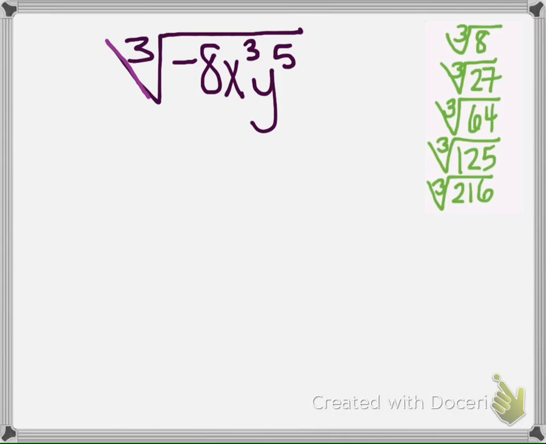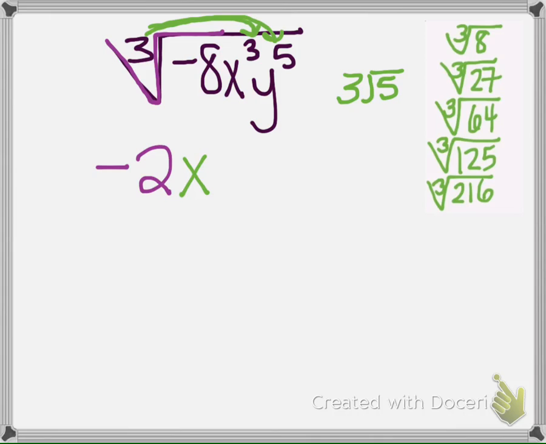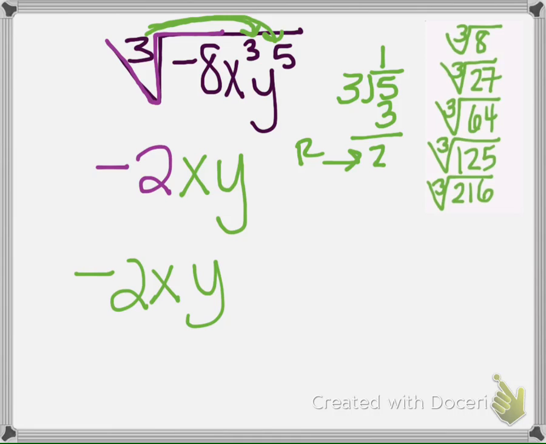Okay, here we're going to take the cube root of -8, which is -2. And 3 goes into 3 once. We don't need to put an exponent of a 1. And then 3 goes into 5 one time, and it would have 2 left over as the remainder. So we're going to take out just a y, and then we're going to have 2 left over.